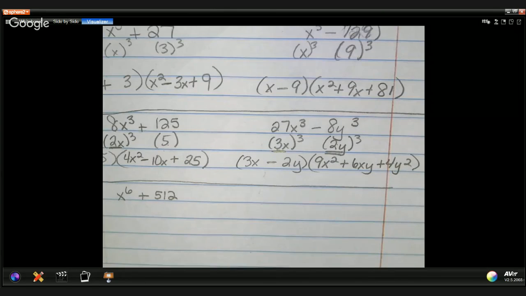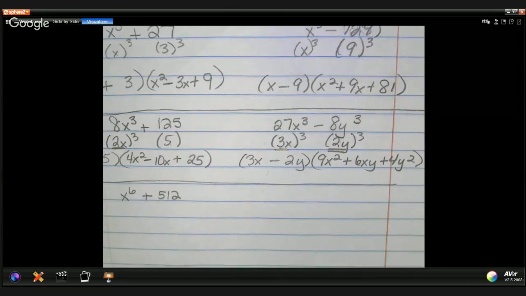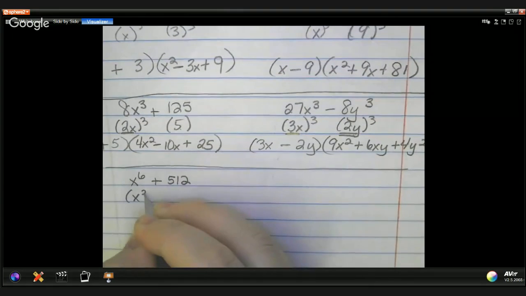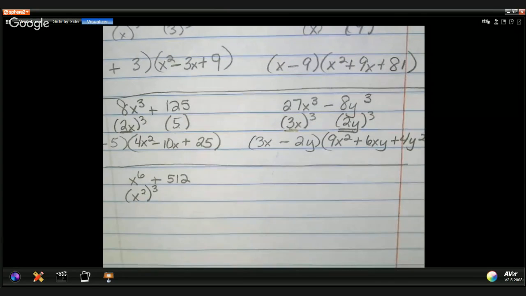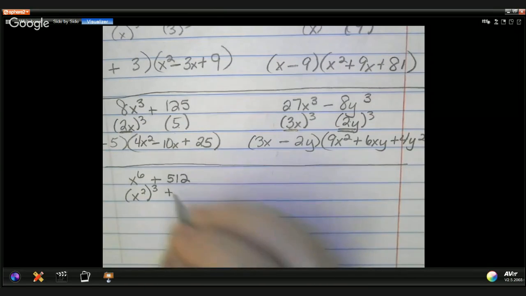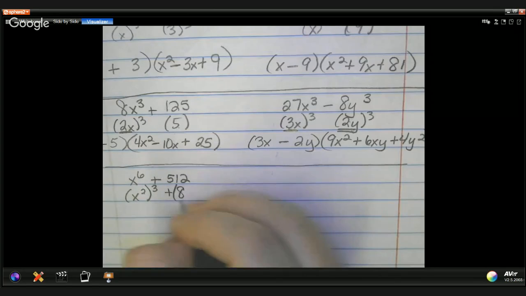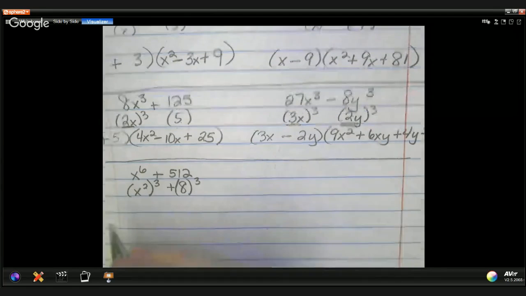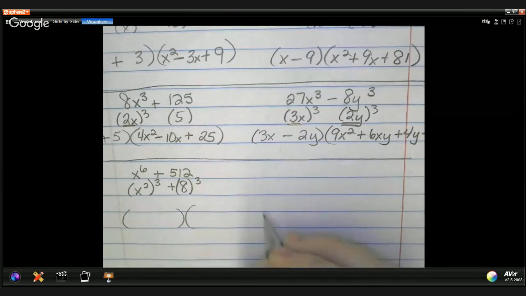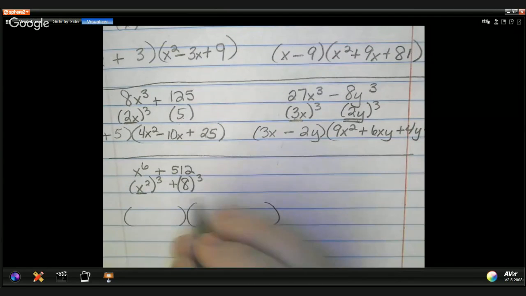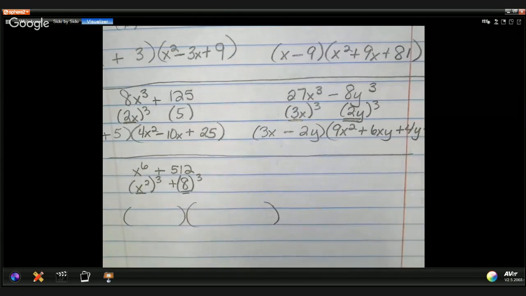All right, one last problem when you don't have an exponent to the 3rd. Well, this is actually x squared to the 3rd. Plus, what do we say 512 was? 512 was 8 to the 3rd. Okay, so binomial times a trinomial. So my first one is x squared. My second one is 8.